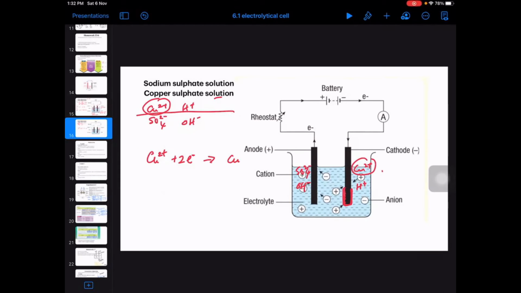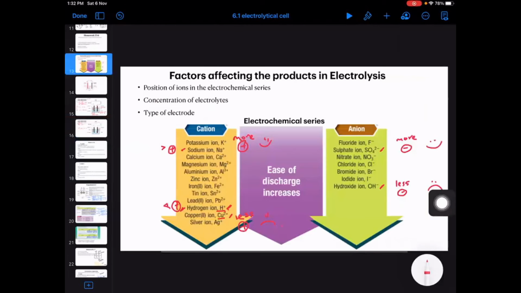Okay, so where does this electron come from? Again, from the negative side of the battery. It will go to the cathode and then it will go to the copper ion, combine with the copper ion and form copper atom, no charge. And then at the anode, one will be selected to be discharged. Again, we look at the electrochemical series. Hydroxide ion and sulfate ion, same story like just now. So hydroxide ion will be selected to be discharged.